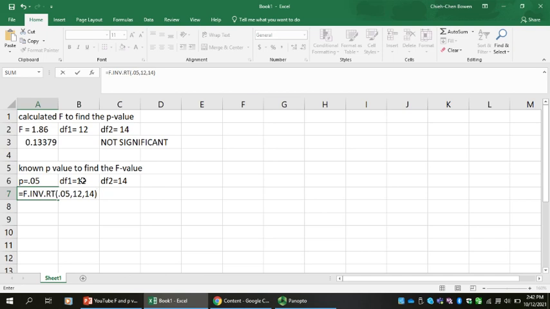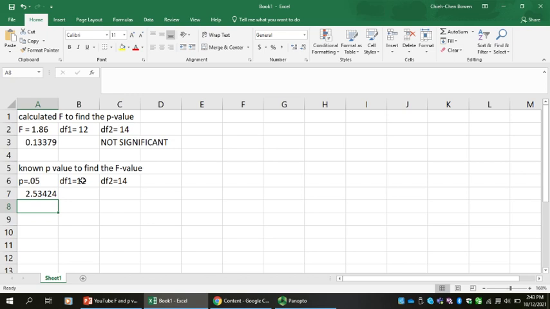We hit enter. Okay, so the critical value of F is 2.53424. So our calculated F is only 1.86. If you use the critical value, this calculated F is less than the critical value of F. So the result is not significant. That's one way to look at it when you compare the critical value.